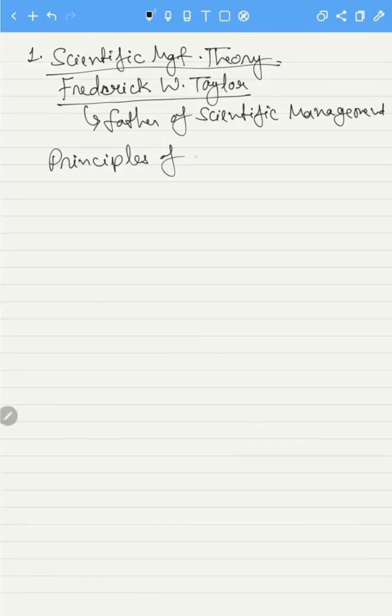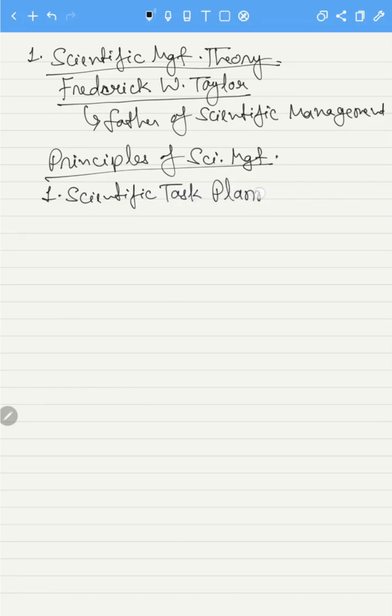Principles of scientific management. First comes scientific task planning. Management should find out the amount of work which an average worker can perform during a day under normal working conditions. This can be achieved by time and motion studies. The aim is to eliminate unnecessary and wasteful motions and to find out minimum time required to do a job.